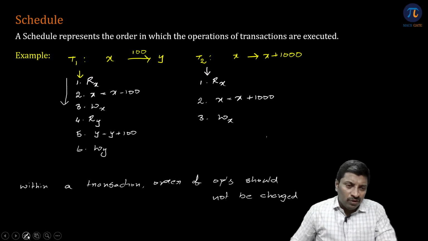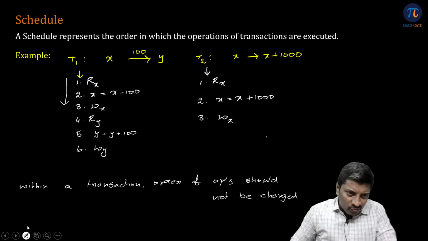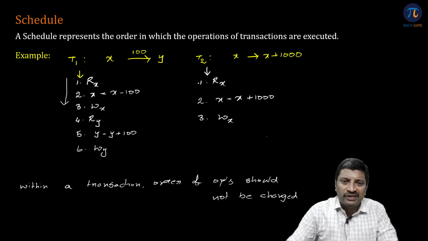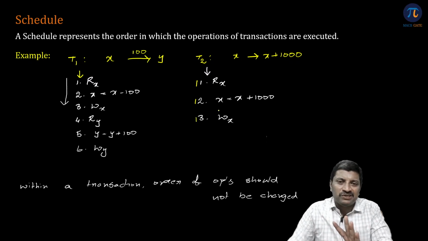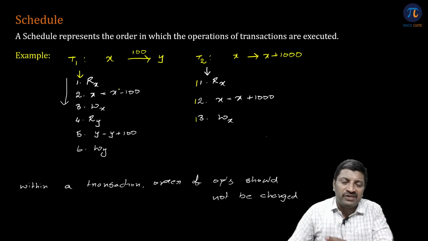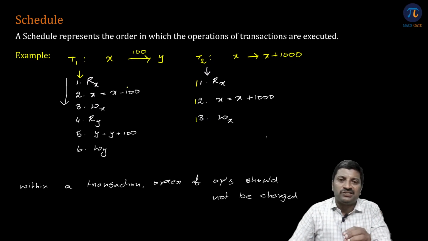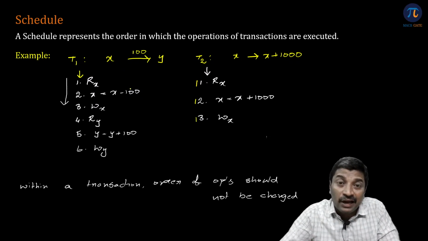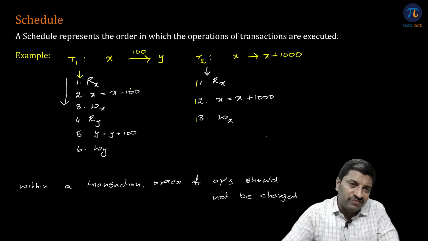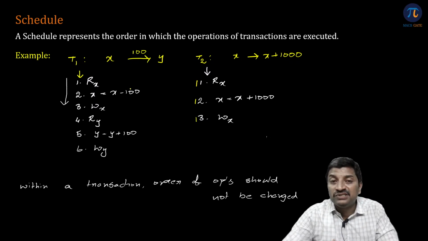Okay. Now, to have more clarity or more distinction, instead of writing 1, 2, 3, let me write 11, 12, 13. There is no meaning for these numbers, sir. My intention is only to differentiate the operations of the first transaction and the second transaction. Now, totally how many operations do we have, sir? 9 operations. 6 from the first transaction, 3 from the second transaction.